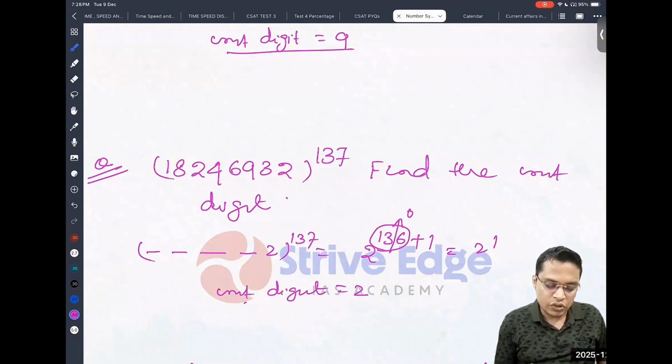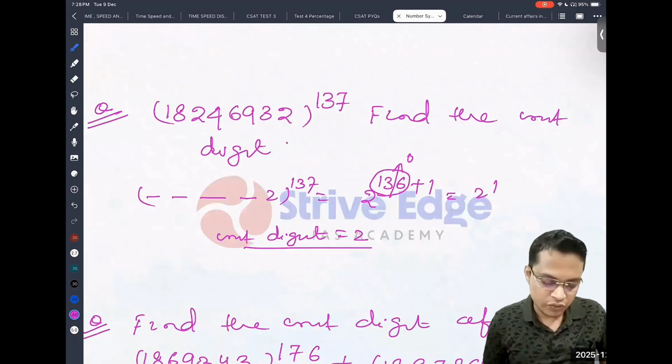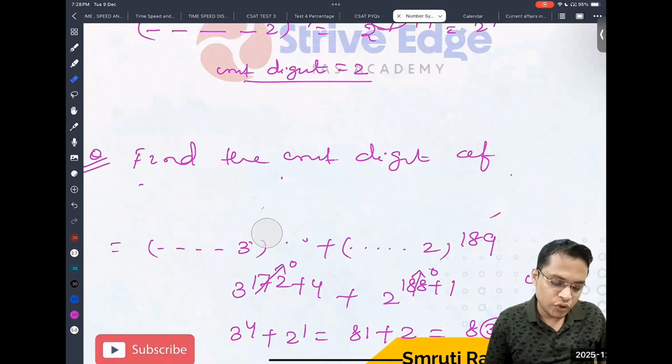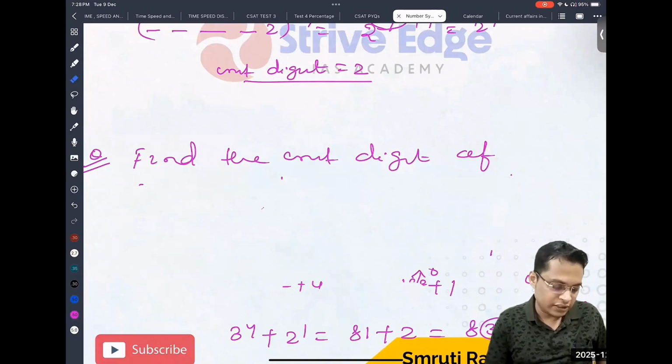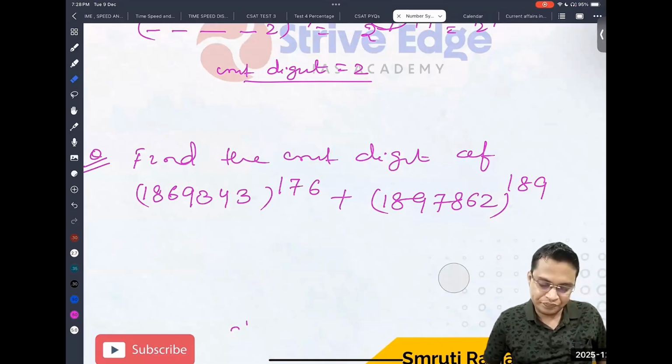Unit digit is 2, na. Okay. So hope you are able to understand everything. So next question. They are asking, find the unit digit of two numbers. So find the unit digit of, it is given, I think just deleted. So let me rewrite it.